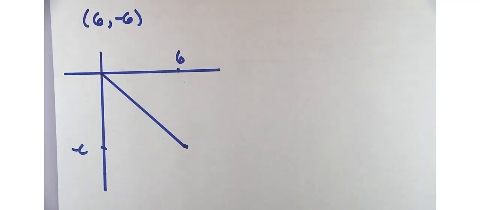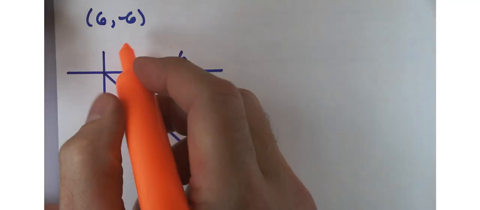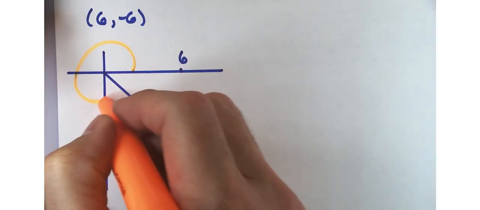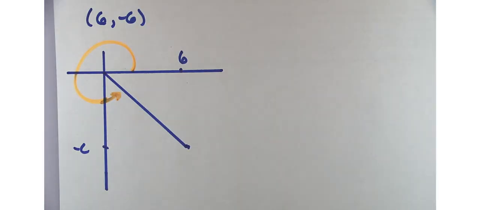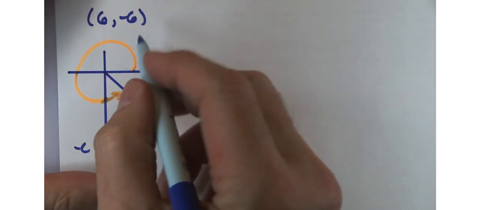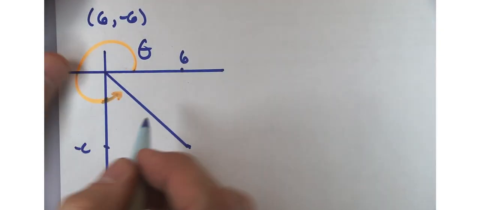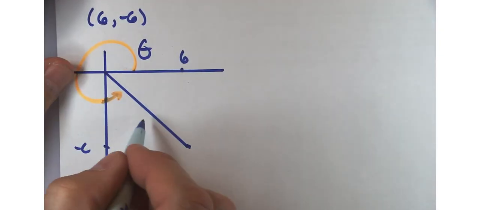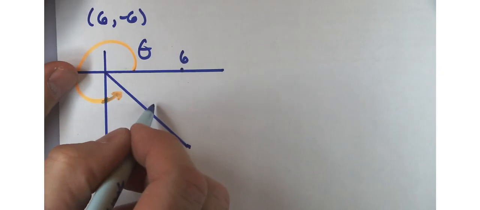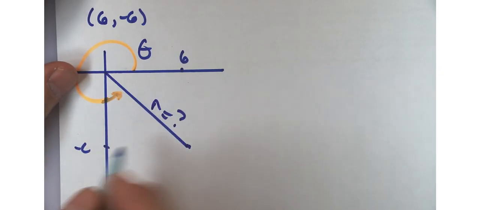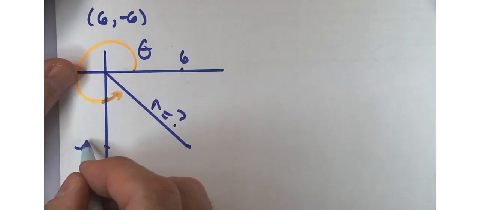The first one we need to determine is this angle here. What is that angle for theta? And then the second thing we need to determine is r, so the radius. And that should be -6.